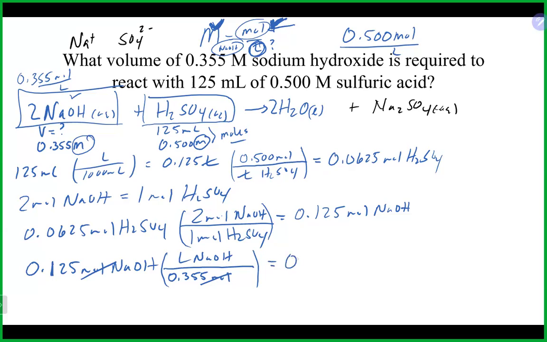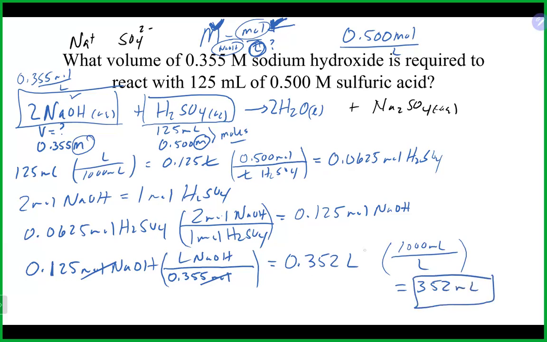Going to give us 0.352 liters, which if we multiply by 1,000, we could get it into milliliters, which would be 352 milliliters. Again, really, you could leave it in any unit in this question because it didn't specify what unit. But if you want to convert to milliliters like the other volume, you can.